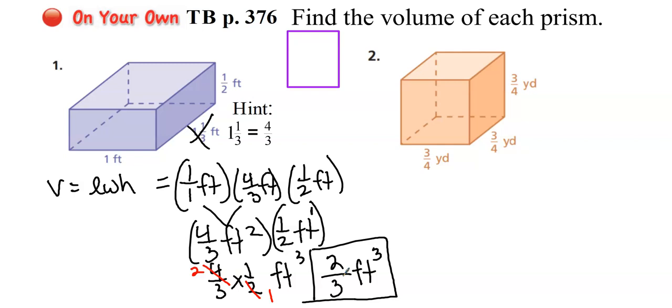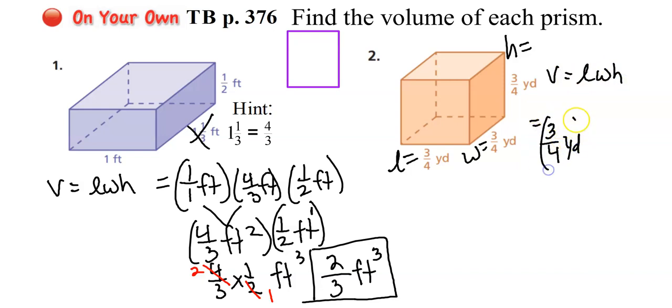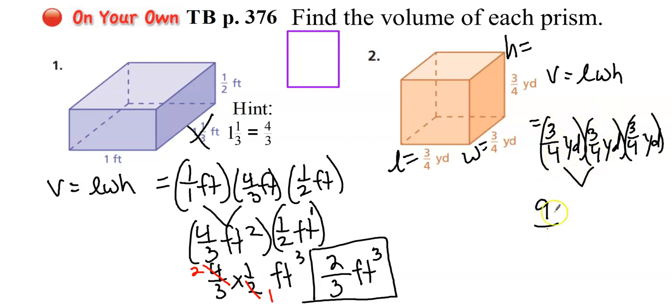Okay, so the next one is length is 3/4 of a yard, the width is 3/4, and the height is 3/4, right? So this actually is a perfect cube, and I'm going to write that the volume equals length times width times height, and then I'm going to plug in 3/4 of a yard times 3/4 of a yard times another 3/4 of a yard. I'm going to multiply the first two together. I get 3 times 3 is 9, and 4 times 4 is 16. I get 9/16. Remember, yard times yard is yard squared.